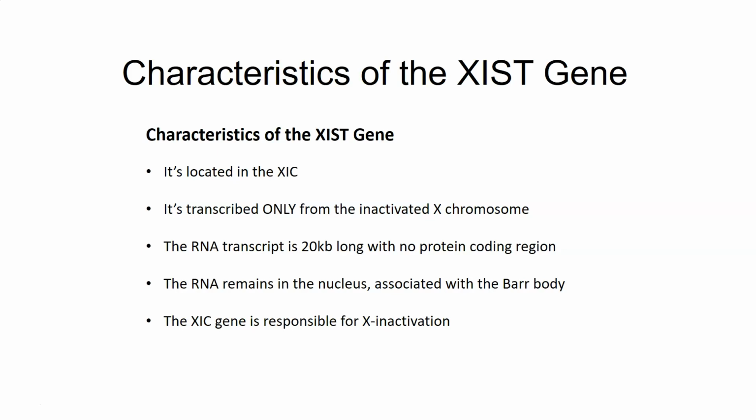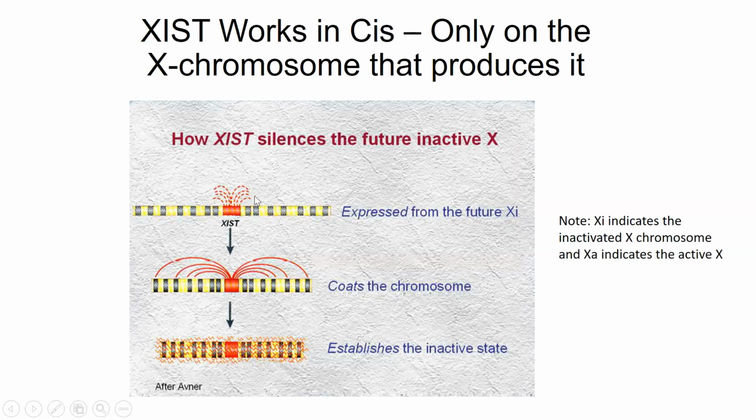And what it does actually is it coats the surface of the X chromosome from which it was produced. This coating on the surface is going to eventually result in the inactivated X chromosome that produced it being heterochromatized and X inactivated. So it works something like this. From a chromosome that's going to be inactivated, it produces XIST. The other chromosome does not. XIST is going to coat the surface of this chromosome. And this coating somehow causes heterochromatin to form on this chromosome.